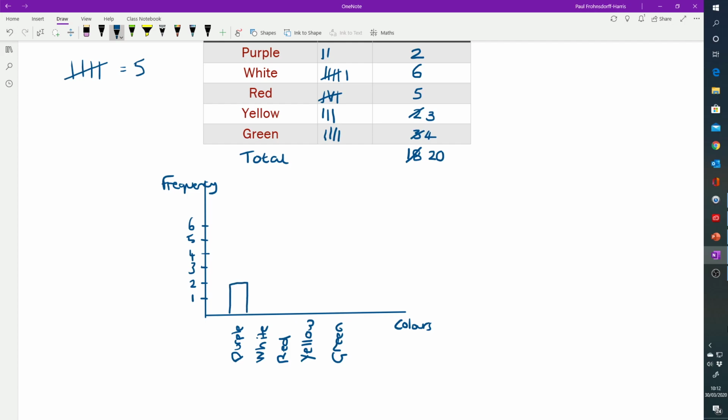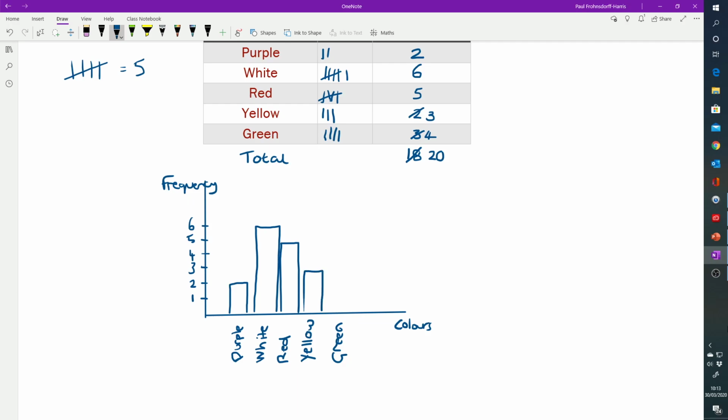But remember, for a bar chart, they need a gap between them. Lots of people forget the gaps. This red one goes up 5. They've got quite close together. Maybe they're just best of friends and they're just leaning on each other.